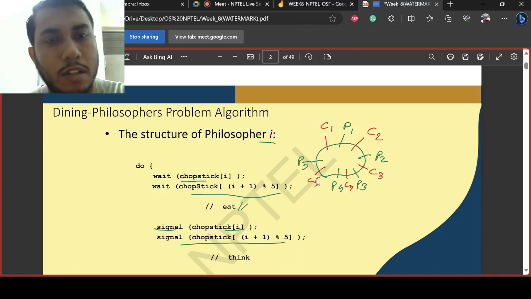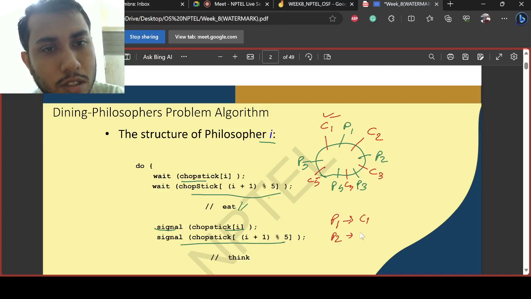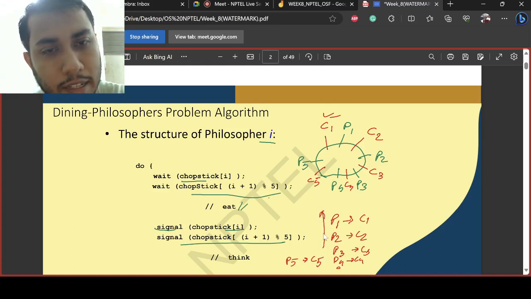So suppose all philosophers become hungry at the same time and they pick up the left chopstick. So what happens? P1 gets C1, P2 gets C2, P3 gets C3, P4 gets C4, and P5 gets C5. Now to eat, each requires the chopstick to its right as well. But what happens when these all happen simultaneously?